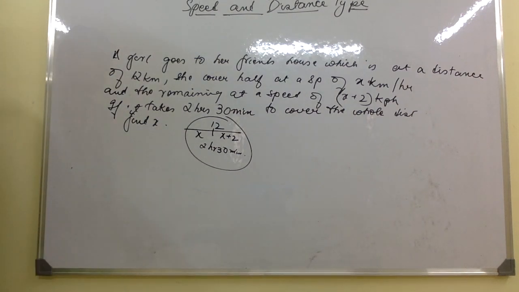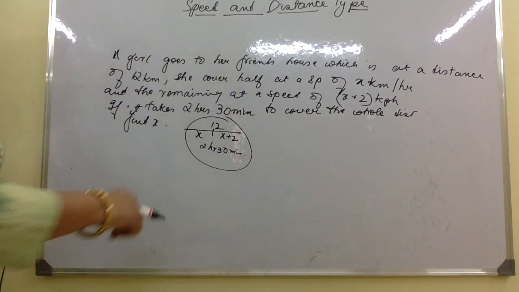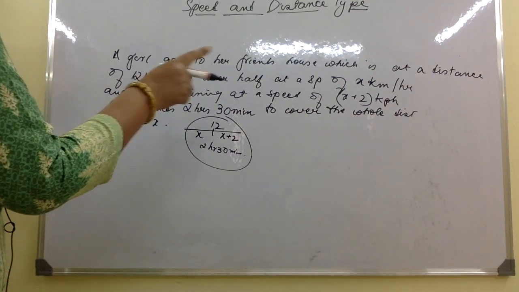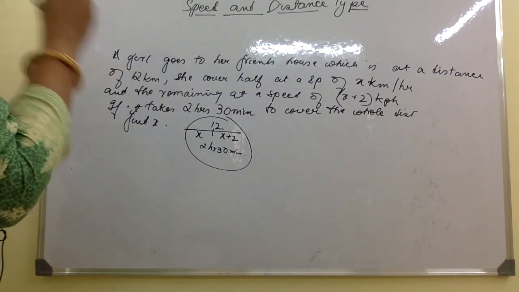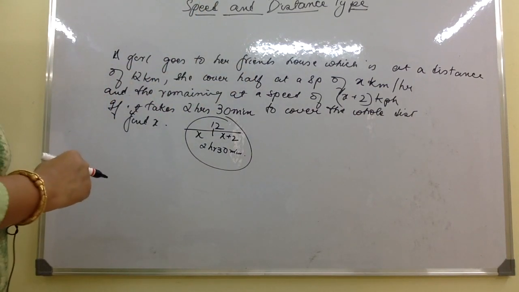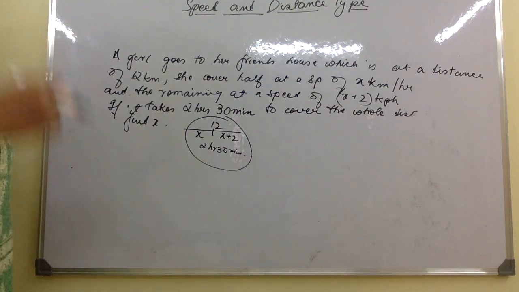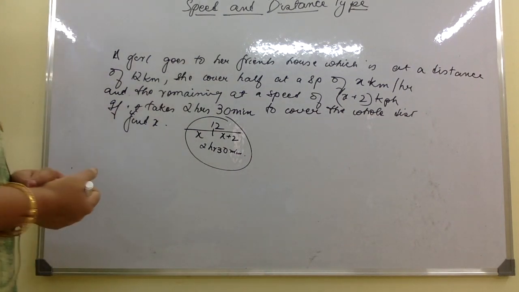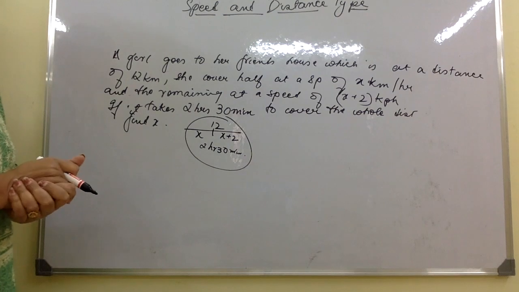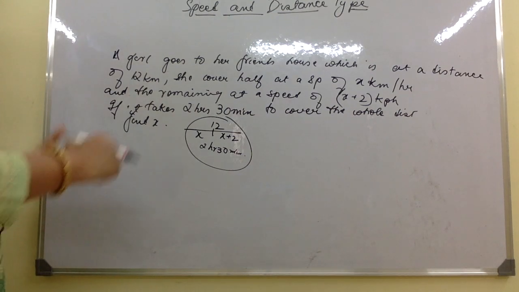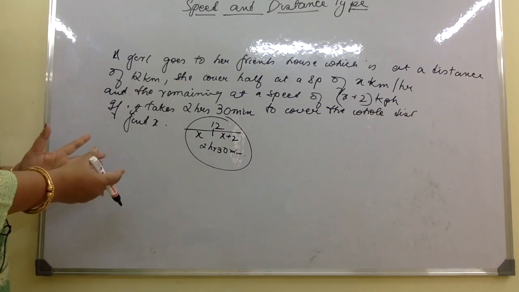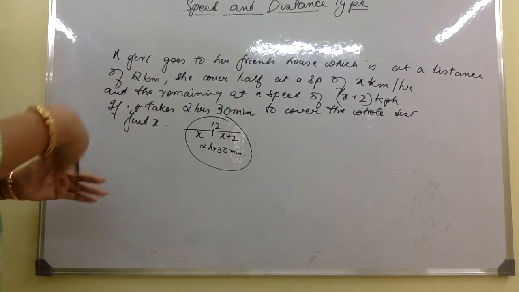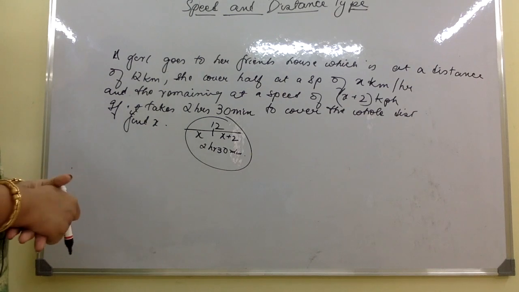You have to find the value of x, the speed in kilometers per hour at which she covers the first half. Now here in these sums you have to understand what the equation will be. Before this I did two sums based on time, where time was equated on both sides, and we converted the time to hours.